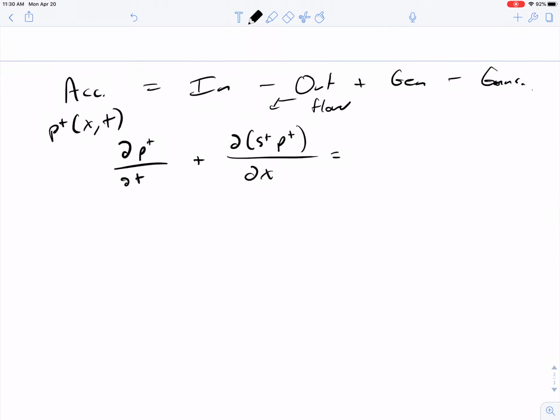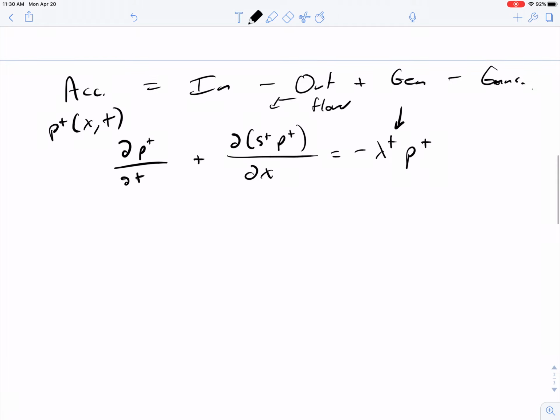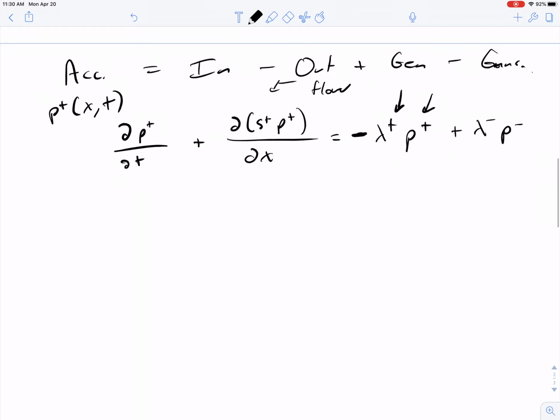And this is equal to minus lambda plus times p plus, because when you lose a particle traveling in the plus direction, you lose it with rate lambda plus, at which point it starts to move in the other direction. Okay, and then plus you gain some that are moving in the left direction and then change direction to become moving in the right direction.